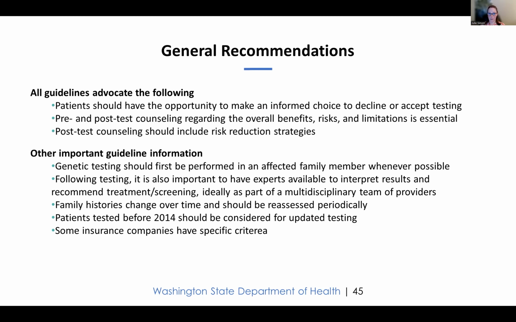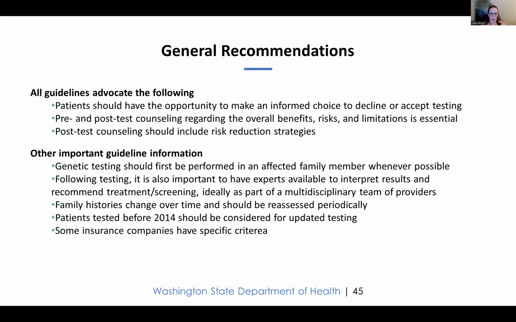And so some general information about these risk assessment models is that the guidelines all advocate for similar goals. Mainly, the patient should have the option of accepting or declining the testing, and that they should have all of the information necessary to make informed decisions. So they should be able to think about or hear about the benefits and limitations, as well as the risks of testing, and choosing to not do the testing at this time. So these conversations should happen before any genetic testing takes place, as well as after the genetic testing takes place, regardless of what those results show.